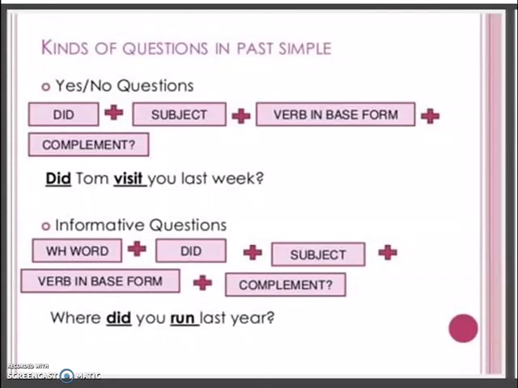Informative questions start with WH words, which are who, when, where, what, and why, plus did, plus the subject, plus the verb in base form because we have the helping verb did, plus the complement. Where did you run last year? I can't say, where did you ran last year. The answer should be in the past. I'm going to say, I ran.